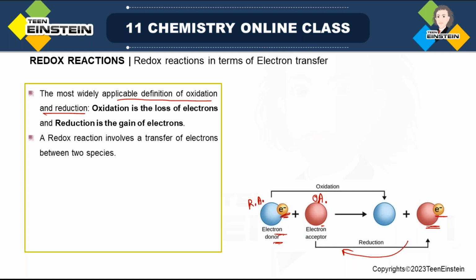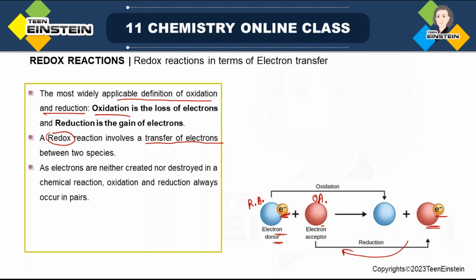So redox reaction involves transfer of electron. In terms of separately, oxidation is loss of electron, reduction is gain of electron. Now when you are using the word redox, that means both are occurring. So it is better to say that in this type of reaction, there is some transfer of electron from one species to another species, between two species.